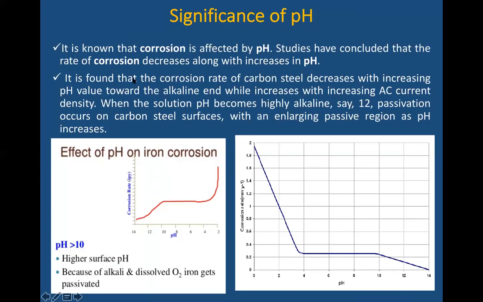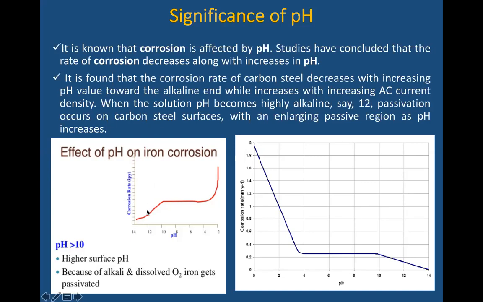Why? It is known that corrosion is affected by pH, and from different studies it can be concluded that the rate of corrosion decreases with increasing pH. It is found that the corrosion rate of carbon steel decreases with increasing pH value towards the alkaline end, while it increases with increasing AC current density.